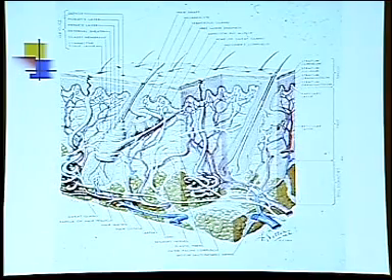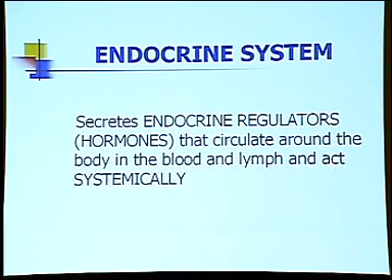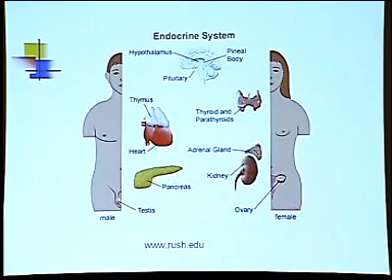Now, the longer you treat for, the more of the circulating blood will be affected by the light. So I think you should treat low and long. Use low powers, but for longer. Treat more of the circulating blood, have bigger effects. Location matters. These capillaries are close to the surface, so their contents can be affected directly by photons. Endocrine regulators, hormones, will be circulating, and they can be affected as well.